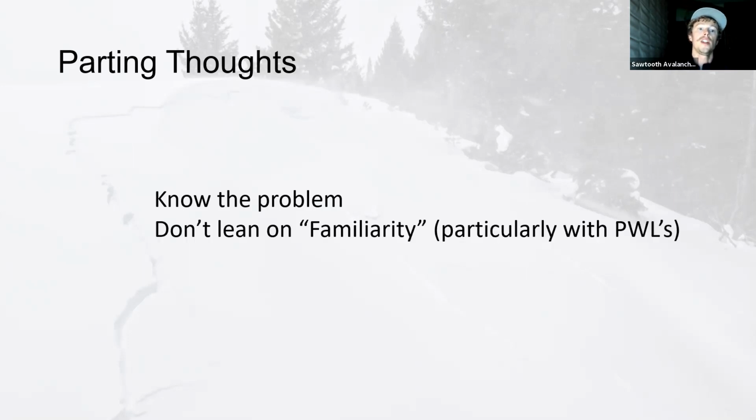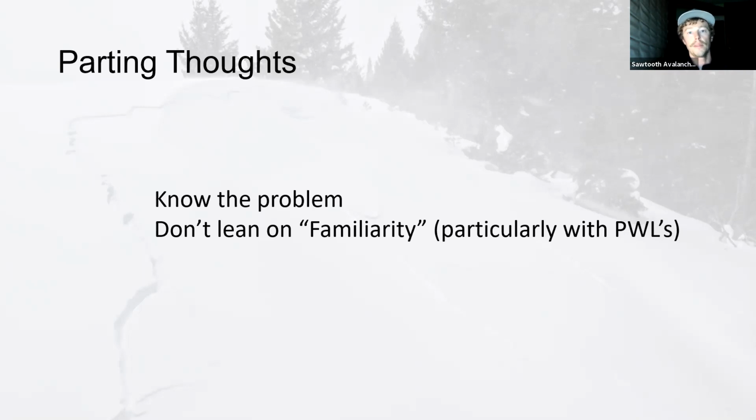Second is to not lean on familiarity, particularly when we're dealing with persistent weak layers. So this particular weak layer that we're dealing with right now might be a once in a decade weak layer. So what does your experience really tell you if you've been skiing here for 15 years? You might not have actually seen an avalanche in that terrain during that 15 years, but your sample size is pretty dang small, especially if it's only going to occur once on a given day within those 15 years.